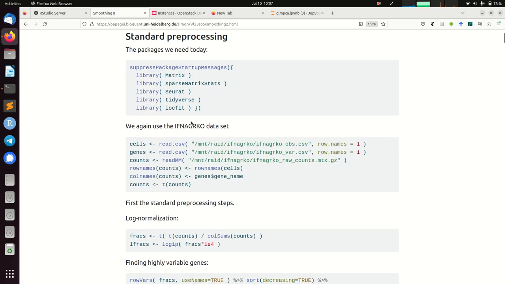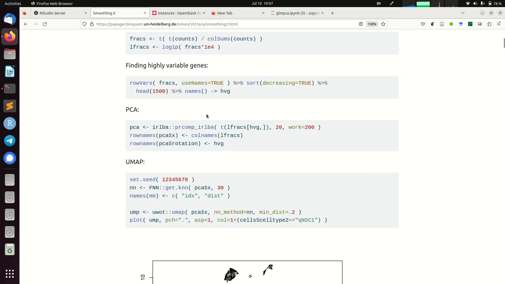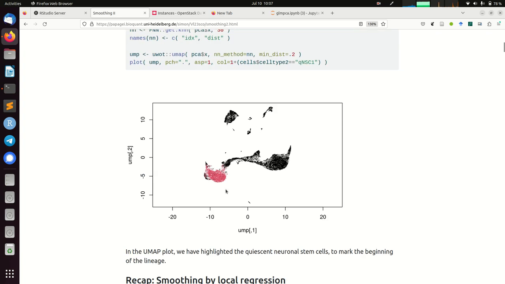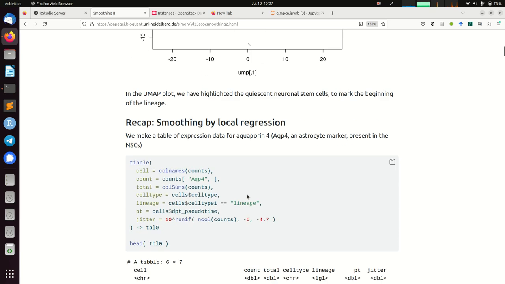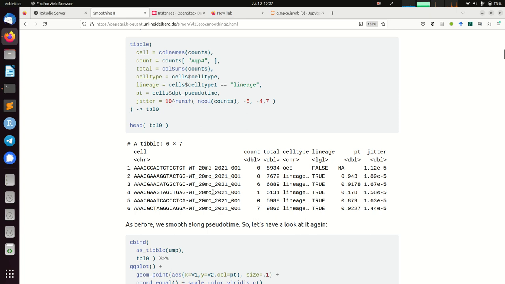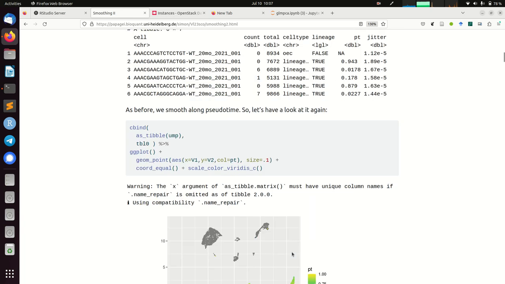We loaded the usual data sets with this interferon alpha gamma receptor knockout, did all the usual pre-processing, and we got the UMAP, which we know well by now, with here the beginning of a lineage and here the end of a lineage. And then we did a local regression. Here I have this table with everything I need for my local regression: the pseudo time, the counts and the total. And I will now regress the fraction of counts over total on this pseudo time.